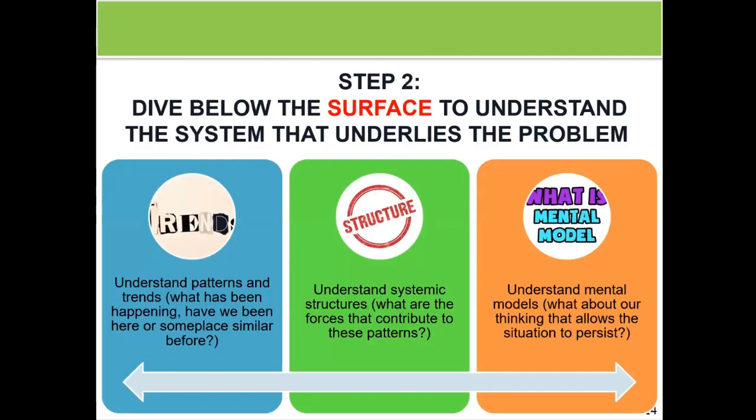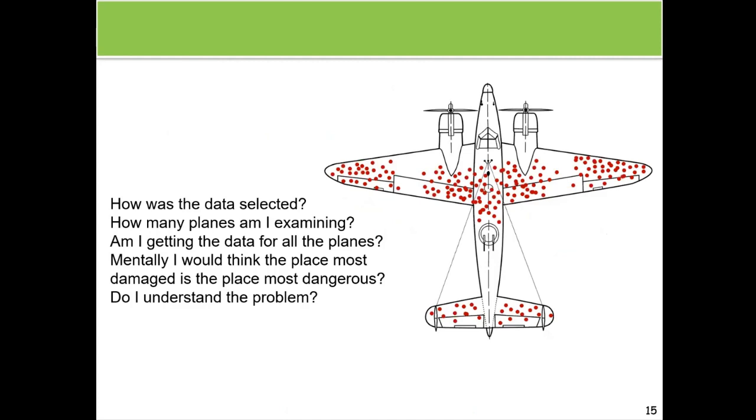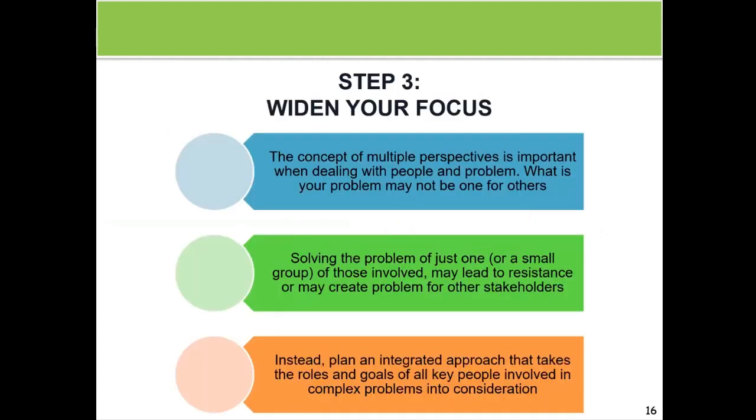Step 2, dive below the surface to understand the problem, right? So understand the patterns, trends, systematic structures, and also your mental models. Remember, like cognitive bias and all that, be very, very wary of your cognitive bias, your confirmation bias, so to speak. So be careful of those kind of things, right? So you can ask questions like, how was the data selected? How many planes are you examining? What are the plane types that you're examining, and all that kind of questions you can ask on step 2.